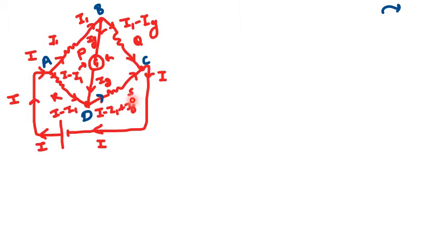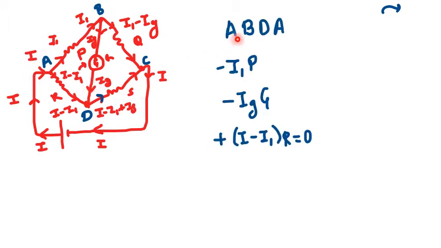So what we'll do is we'll take two loops. First, A, B, D, A. For A, B, D, A, if I write the Kirchhoff equation, from A to B the direction of your motion is from A to B and the current is also from A to B. So we'll write minus I1 into P, because Kirchhoff's voltage law says that if the direction of your motion and the direction of current are the same, then you have to write minus IR. So minus I1P. From B to D, you are moving from B to D and the current is also from B to D. You have to write minus Ig into G. Ig is the current in the galvanometer and G is the resistance of the galvanometer.